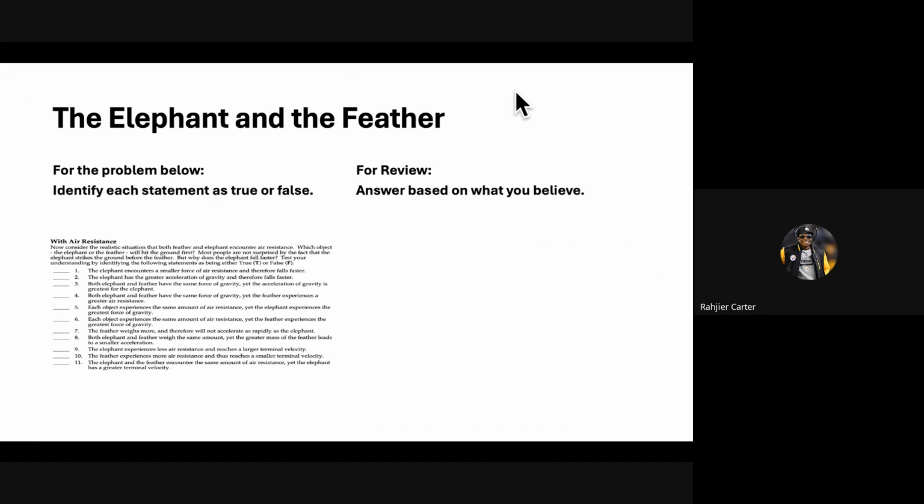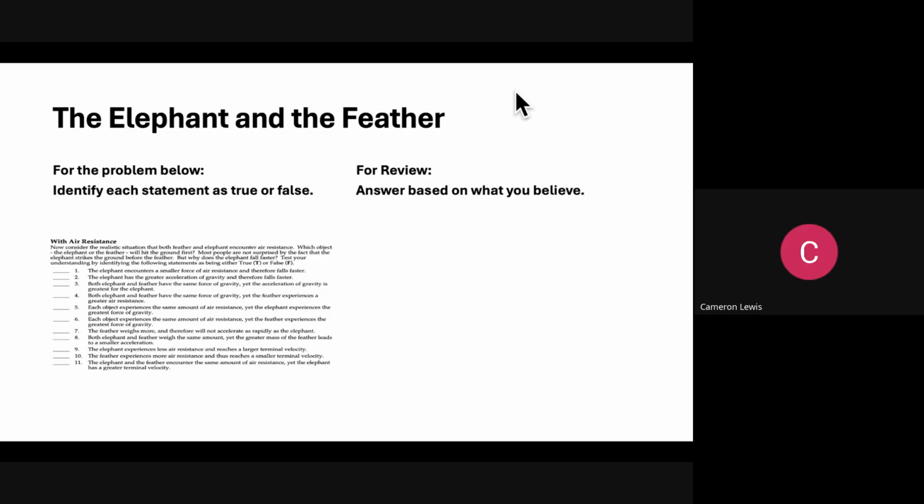Each object experiences the same amount of air resistance, yet the feather experiences the greatest force of gravity. What is force of gravity? Weight. It says the feather experiences the greatest weight. No, that's false. All right, go to the next one. The feather weighs more and therefore will not accelerate as rapidly. That's false. Both the elephant and feather weigh the same amount, yet the elephant has greater mass. False.